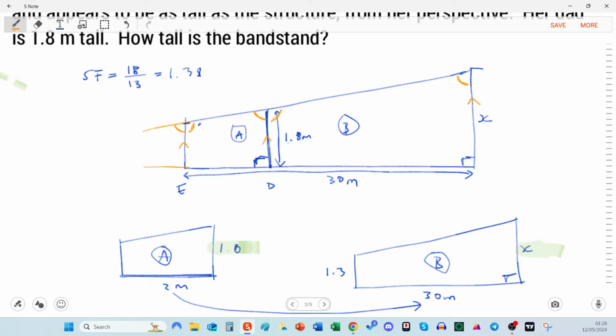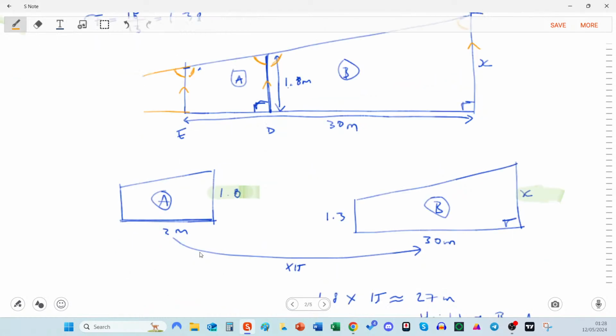So to notice which two shapes are interesting to you, you're going to have to find a link between the two. And ours was the 2 and the 30, because when we redrew this, it wasn't the 1.3 and the 1.8 that were linked up.